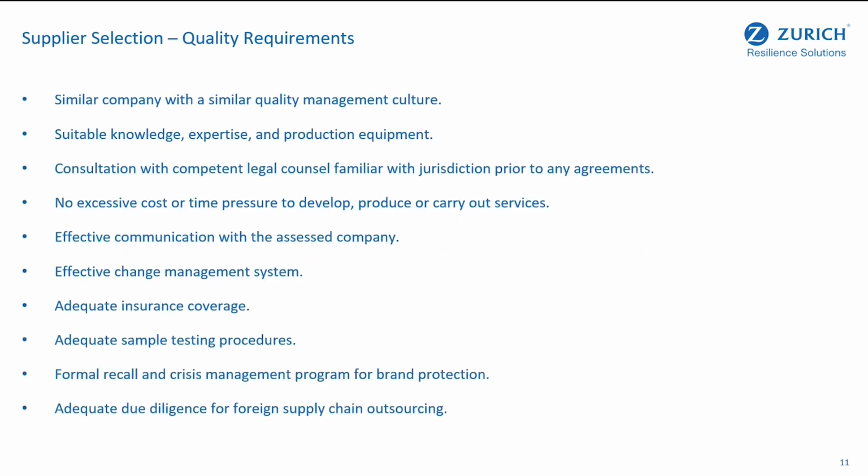So let's look at the first step. Let's look at the supplier selection piece. Just giving some thoughts around some key requirements from a supplier selection perspective. You want to look at a company that's similar to yours, with a similar quality management culture. Quality is built into every stage of the process. And when I worked in industry, we always said that quality needed to be led from the top. So from senior management all the way flowing down through the organization, it wasn't one person's responsibility. It was the responsibility of everybody within the organization. You want to work with a supplier that's got suitable knowledge, expertise, and the right production equipment to manufacture your product.